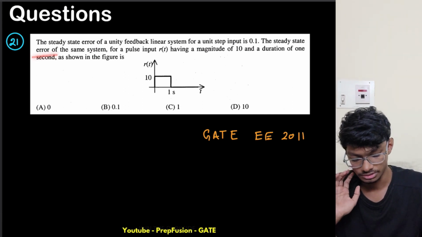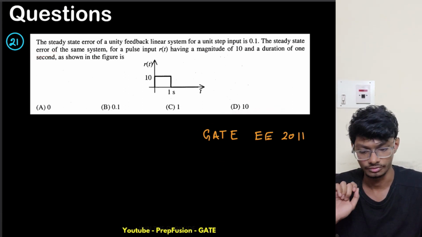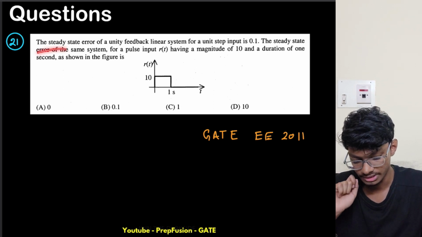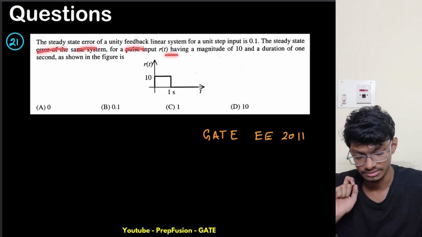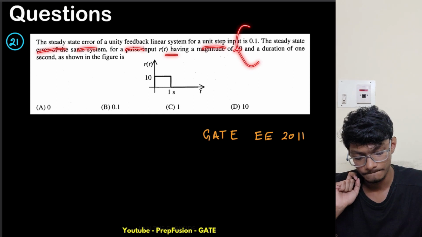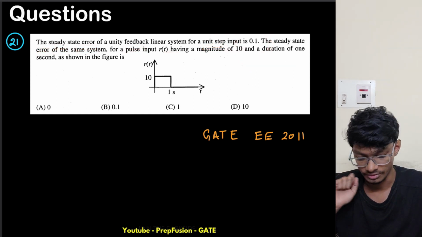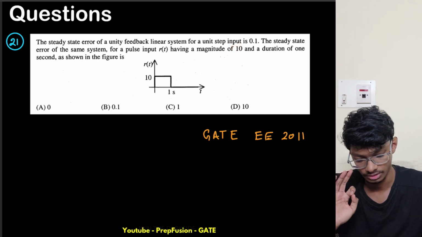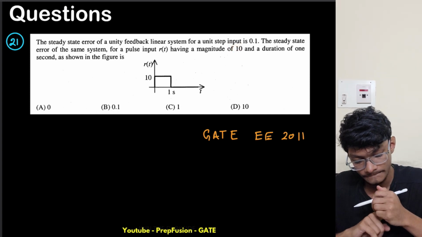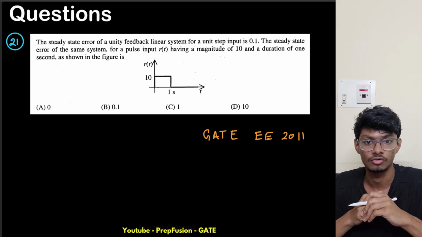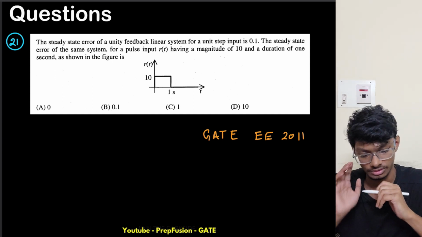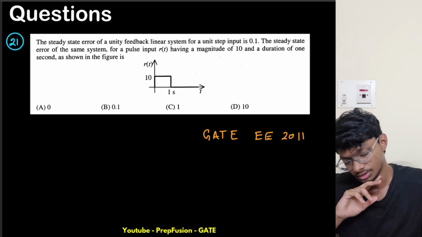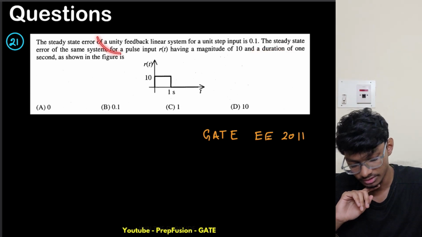This is a GATE question, the previous one also was a GATE question. In this question, the steady state error of a unity feedback linear system for a unit step input is 0.1. It is given. Okay, so for a unit step input I am getting finite error, so obviously this will be a type 0 system, that we know.